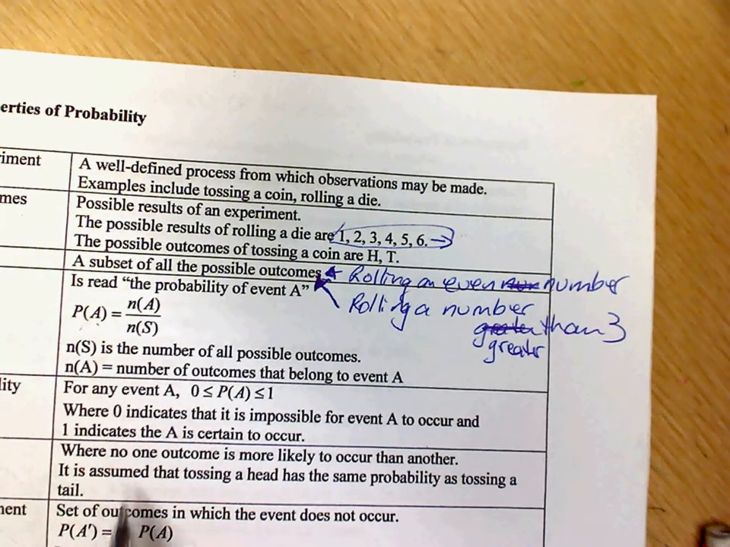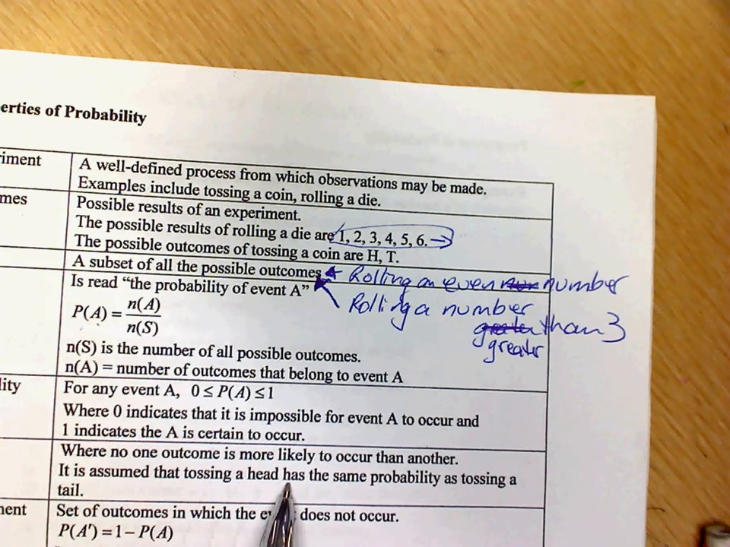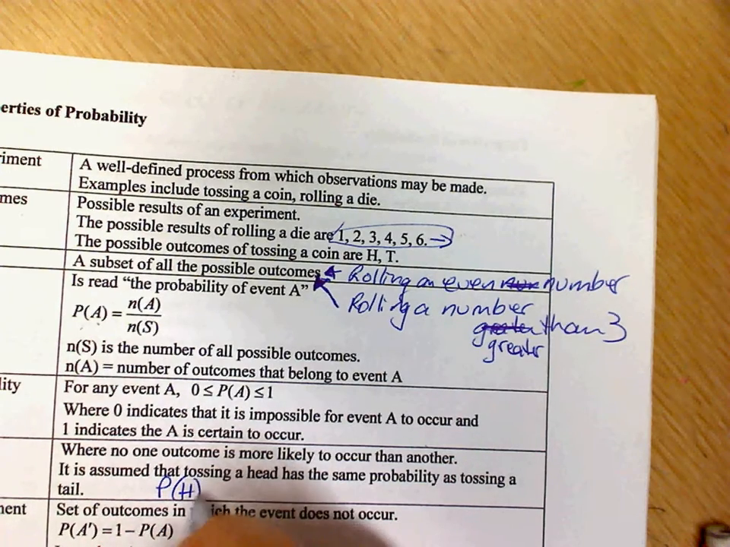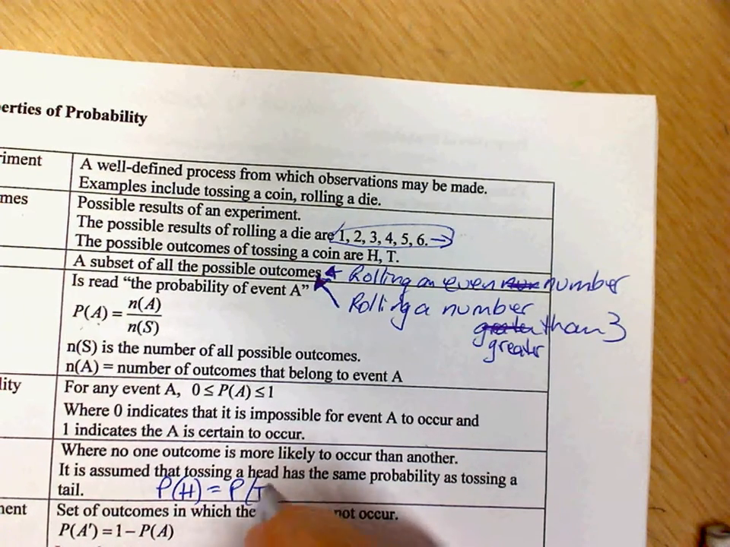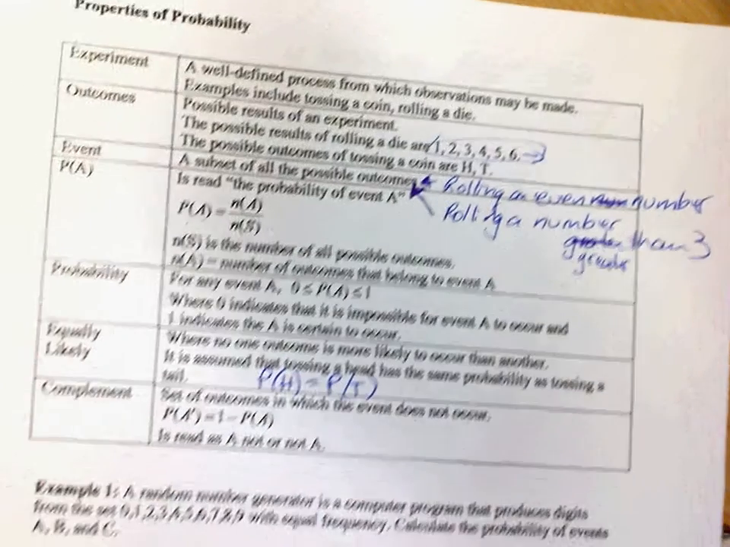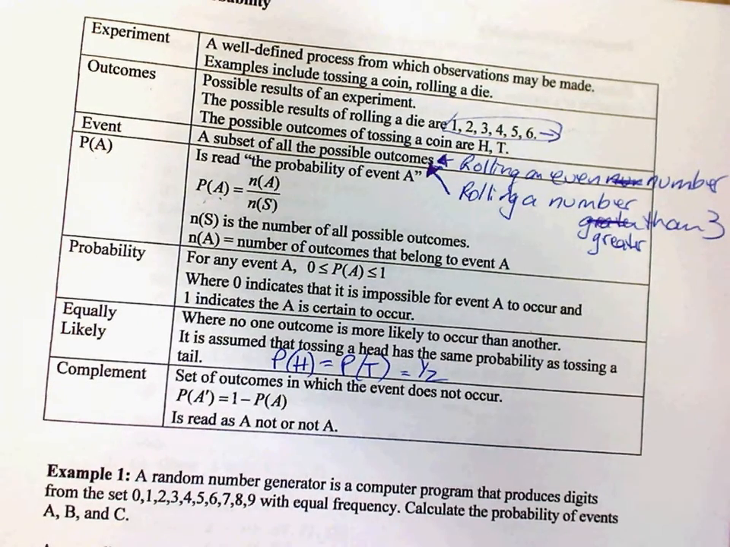Equally likely, there is no one outcome more likely to occur than another. It is assumed that tossing a head has the same probability as tossing a tail. So probability of a head equals the probability of a tail, right? That's equally likely. They're both equal to 1/2 because there's only 2 sides.